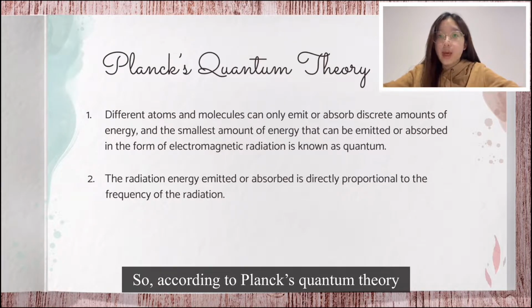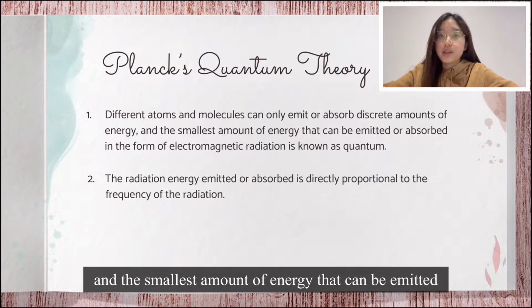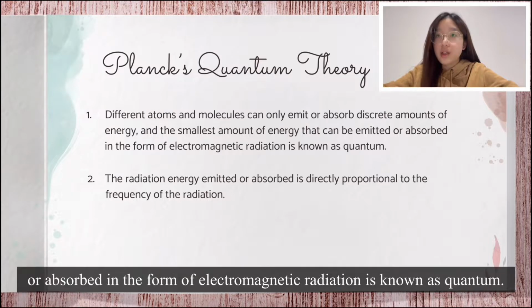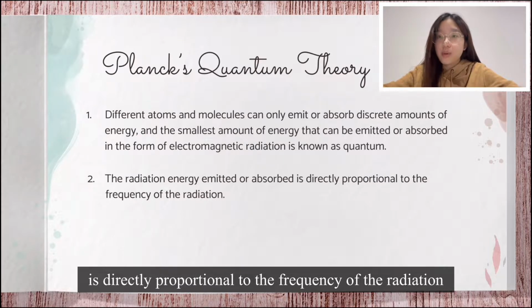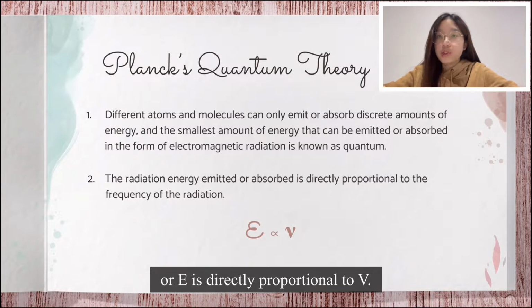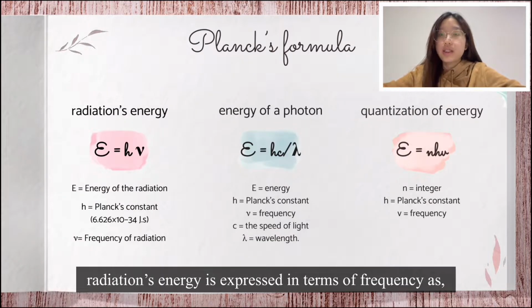So according to Planck quantum theory, different atoms and molecules can only emit or absorb discrete amounts of energy, and the smallest amount of energy that can be emitted or absorbed in the form of electromagnetic radiation is known as quantum. And the radiation energy emitted or absorbed is directly proportional to the frequency of the radiation, or E is directly proportional to v.